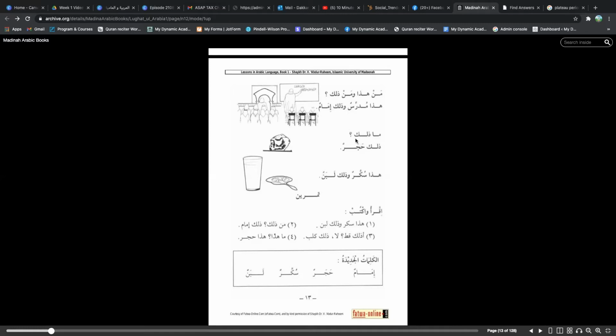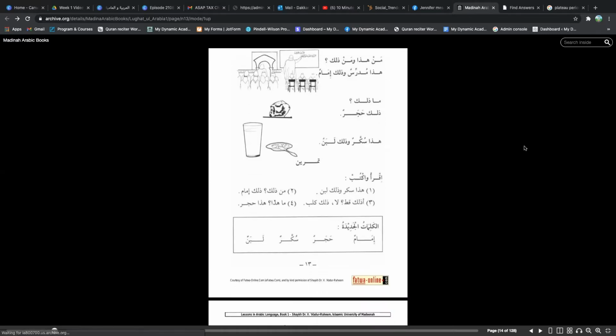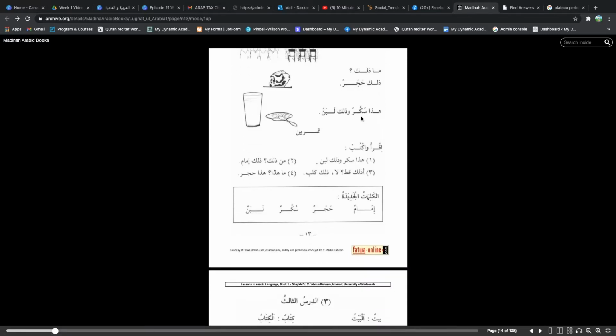Ma dhalika, what is that? Dhalika hajarun, that is a rock. Dhalika hajarun, okay? Hada sukkar wa dhalika laban. So you see in the first picture, it might be hard to tell. Some of the pictures are not as clear as you would like them to be. So hada sukkar, it's supposed to be little cubes of sugar. Hada sukkar wa dhalika laban, and that is milk. So this is sugar, that is milk.